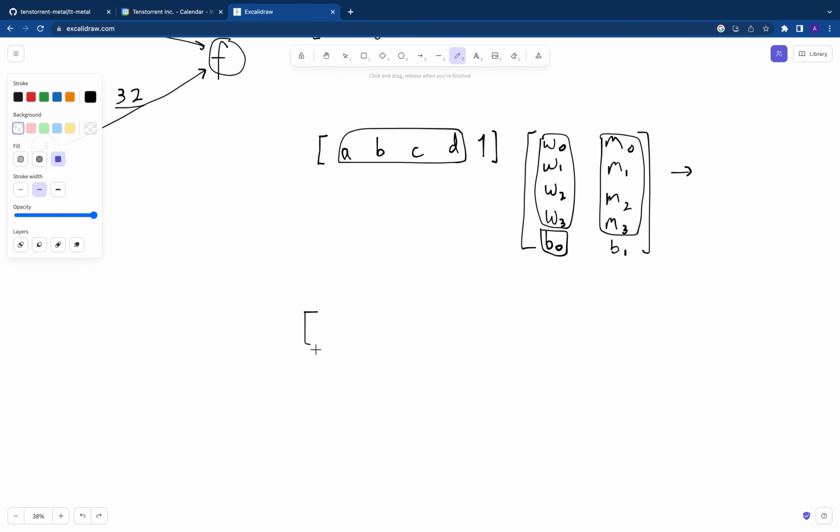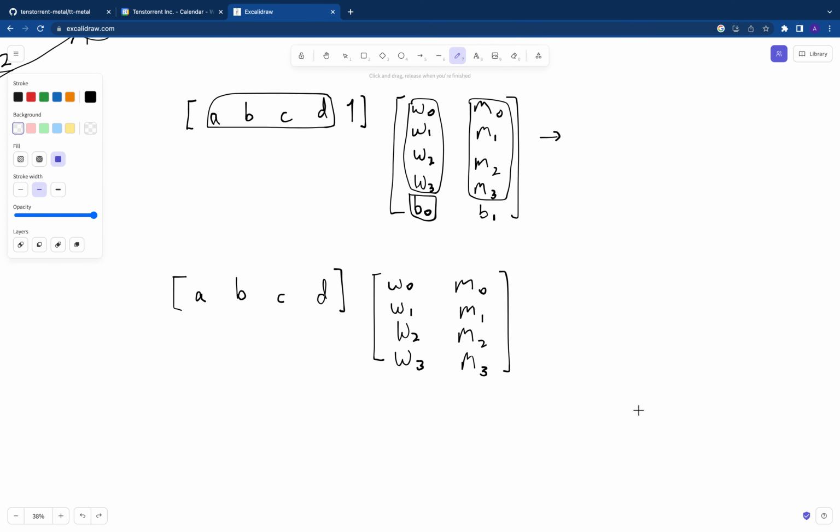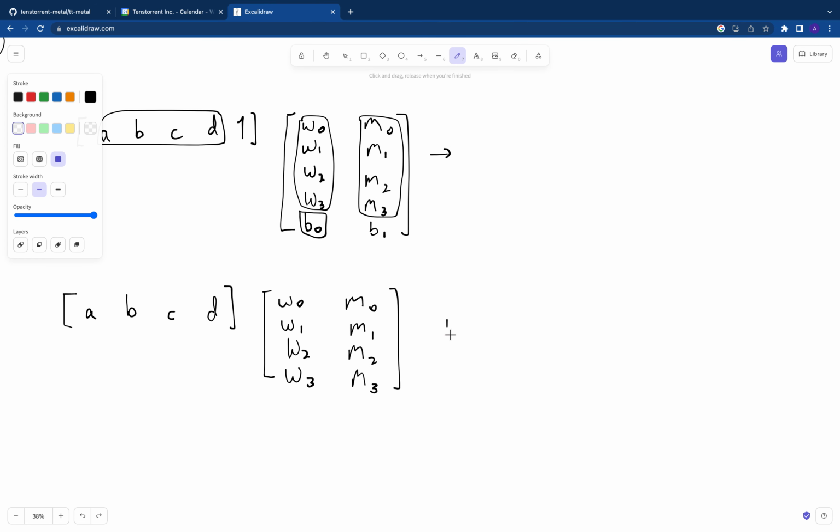Instead of adding this 1 to the first vector, I'm just going to leave it as a, b, c, d, and the parameters, I'm just going to leave the parameters that actually represent weights, M1, M2, and M3. And then what I'm going to do is separately add a row vector that contains my bias.